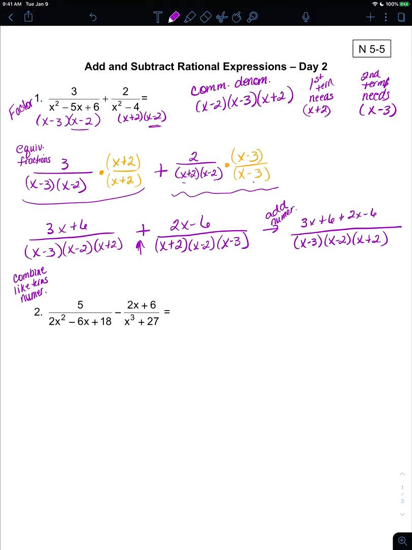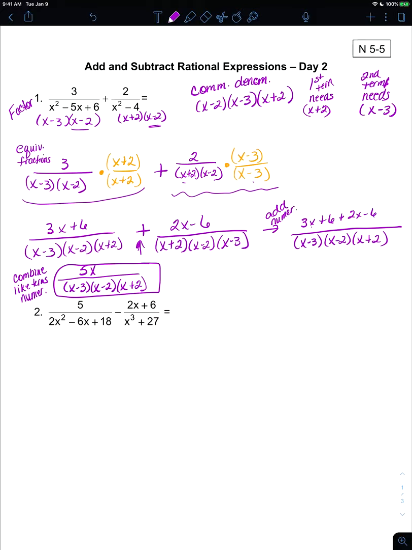So we've got 2x and the 3x, which makes 5x. And the plus 6 and minus 6 cancel each other out. So we only have a 5x in the numerator, and then our denominator is always staying the same. That's why we get those common denominators when we're adding. So there's your final answer.